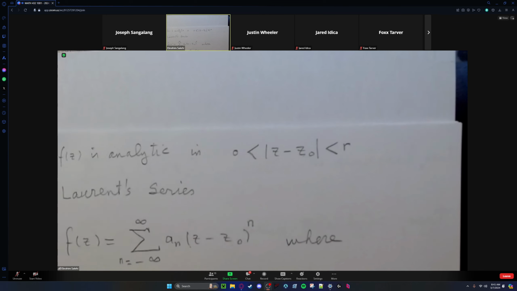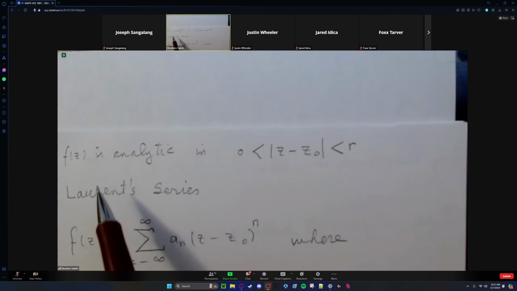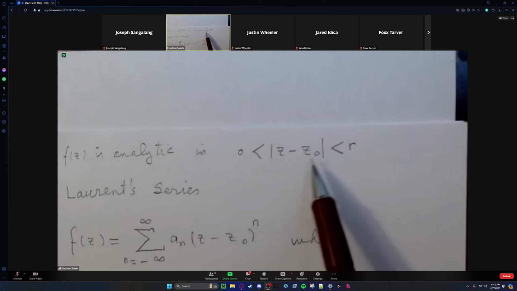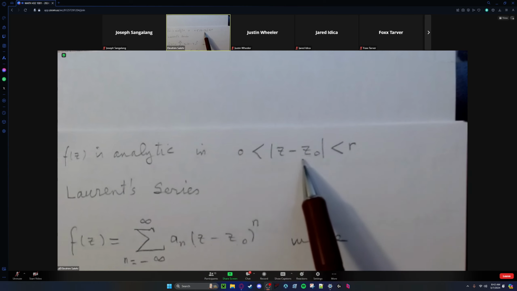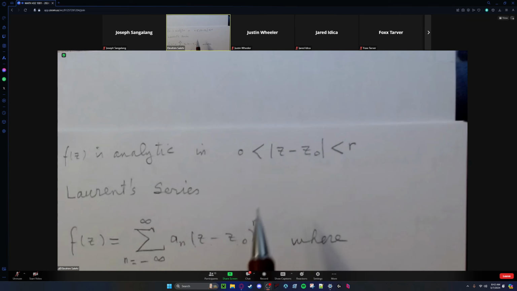So Laurent series is for those isolated singularities. So the function is analytic here, except, you see, the derivative doesn't exist at this point, but it's fine at every other point. If that is the case, we can write a power series expansion with the center being Z naught.